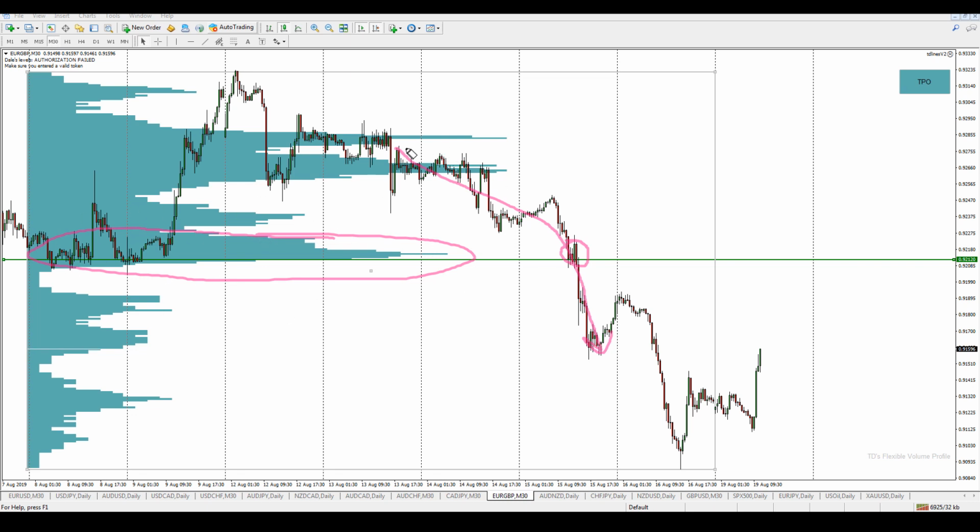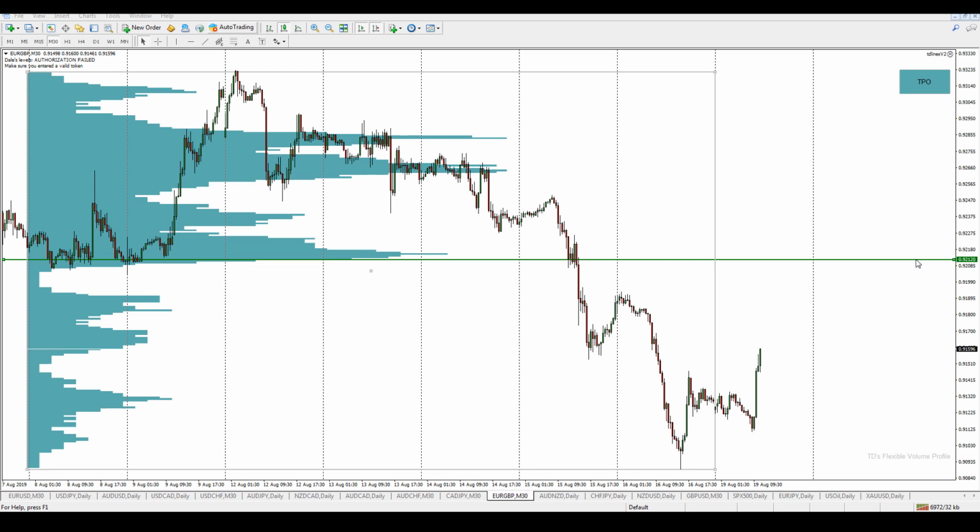Heavy volume zone, which the price went past. And when there is a pullback, I expect that those sellers who pushed past this strong support will be defending their volumes, defending their positions, and they'll push the price downwards. Alright, so that's for the intraday trading ideas.